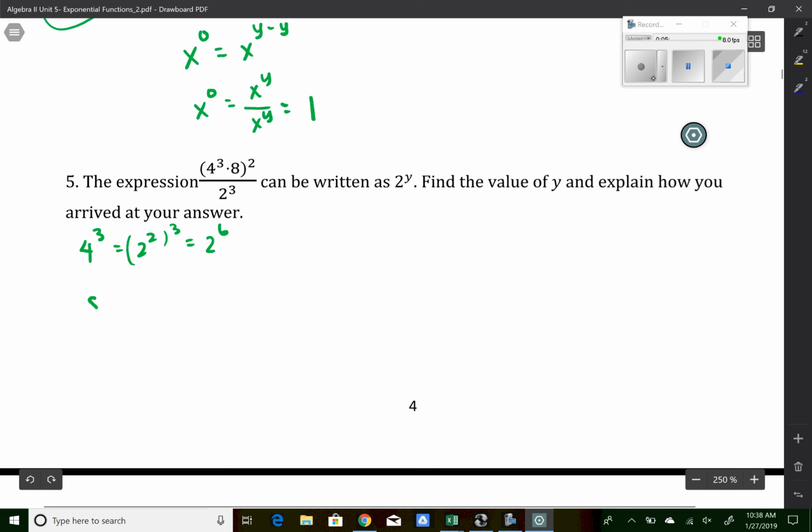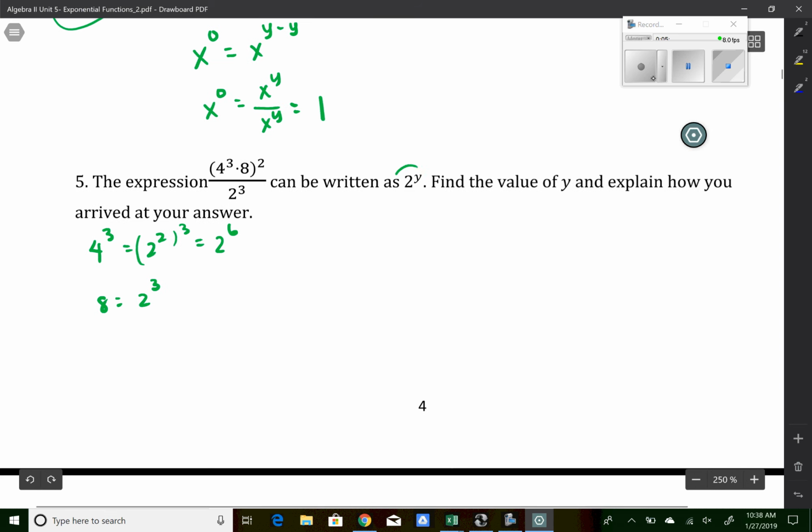The number 8 can be written as 2 to the third power. Now, why is all that important? Well, if I can make everything have a base of 2, like this expression we're trying to get to, I could use all my rules of exponents to get there without really having to use a calculator. So in the numerator, instead of 4 to the third power, I can put 2 to the sixth power. And instead of 8, I could put 2 to the third power and have that all squared.